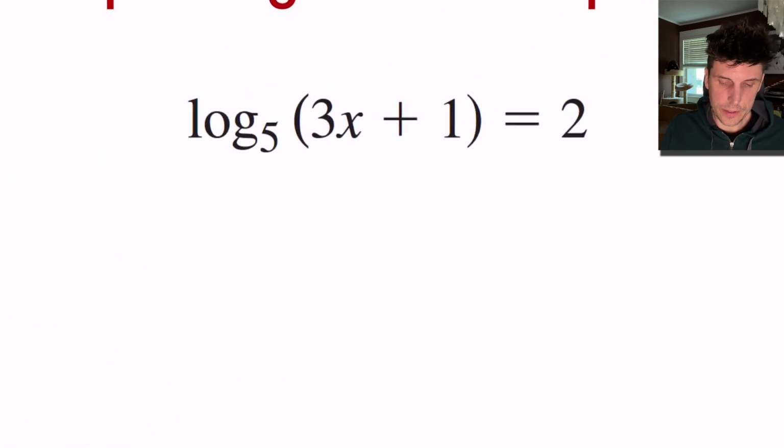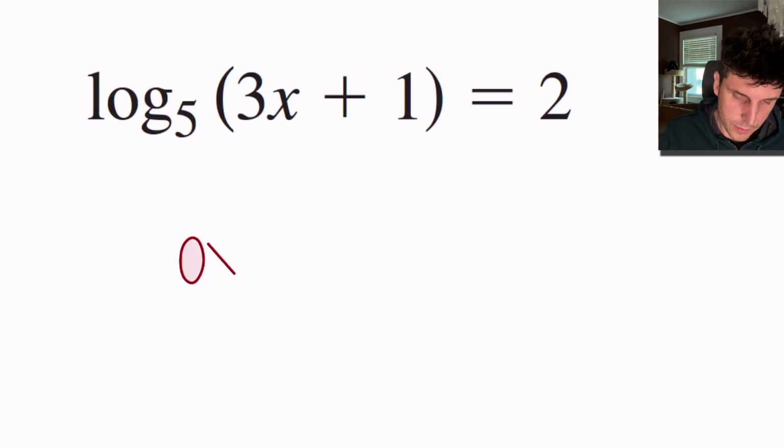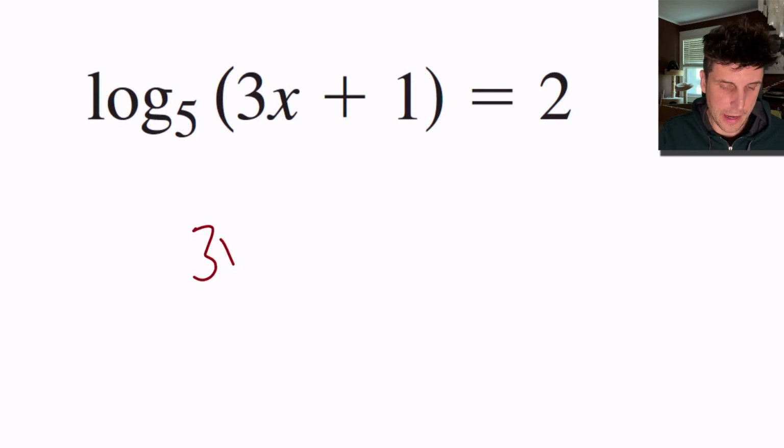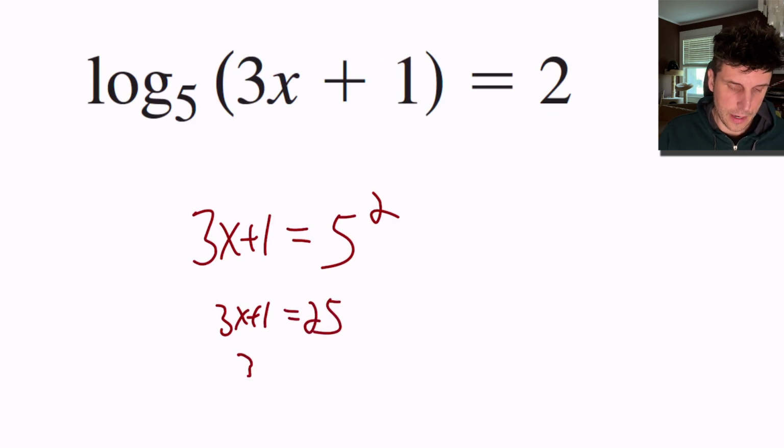Moving on. Now this next one's a little bit more difficult because there is not a log on the other side of the equation, so I can't use that one-to-one property. So when in doubt, you have to say, all right, can't do that. Maybe I should just convert this to exponential form and then see what happens. So 3x plus 1 equals 5 squared, exponential form. And then 3x plus 1 equals 25. 3x equals 24, x equals 8.